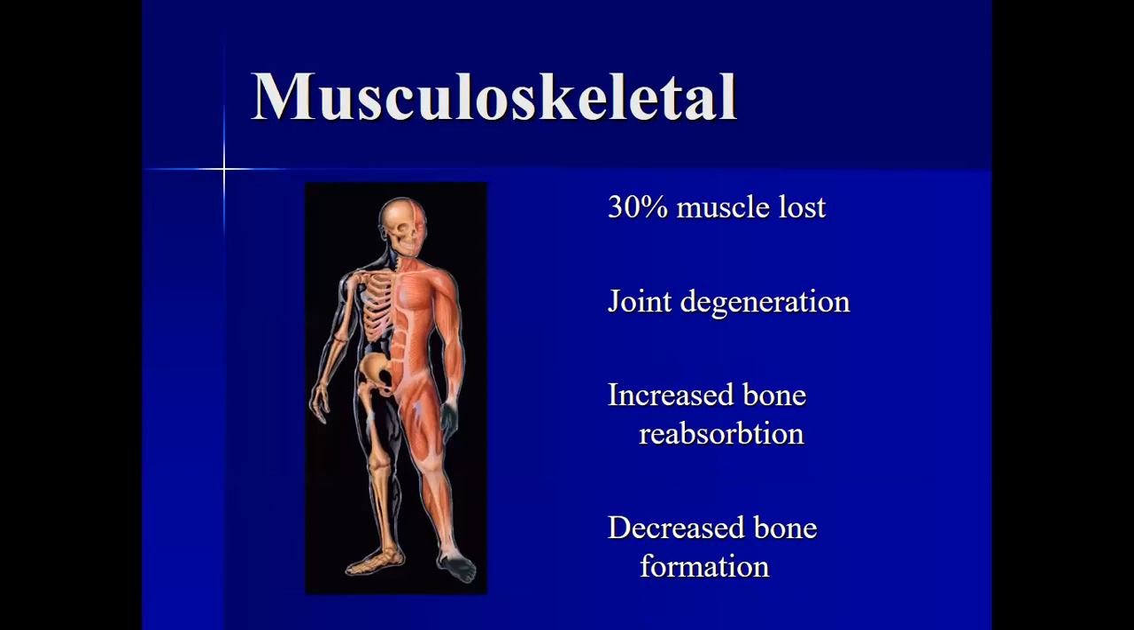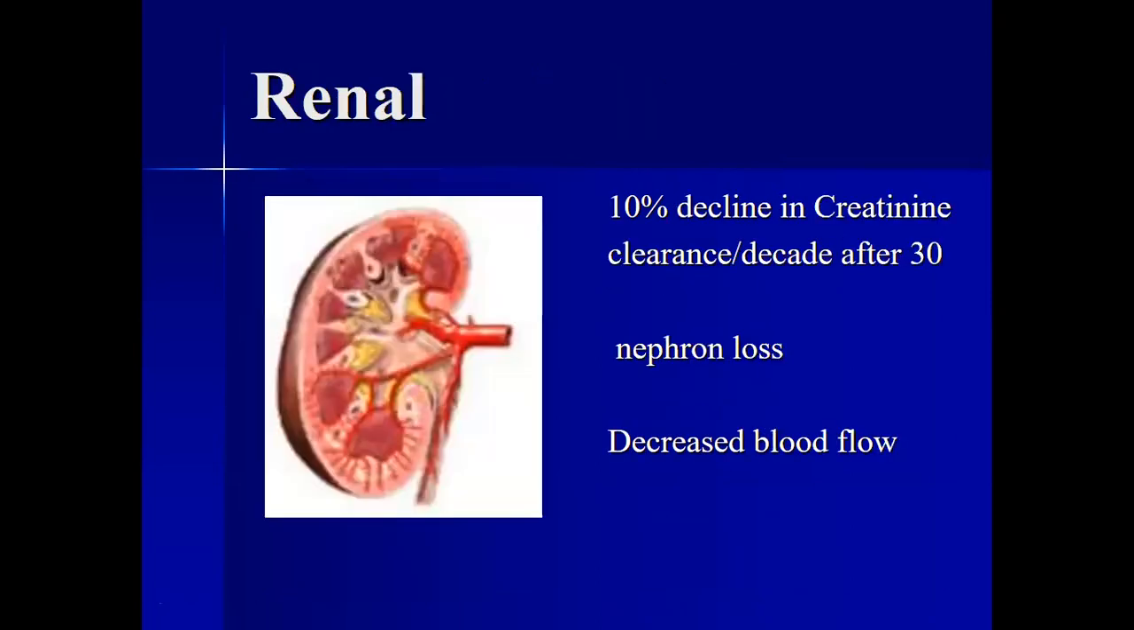Musculoskeletal: 30% muscle loss, joint degeneration, increased bone resorption, and decreased bone formation, which obviously leads to more osteoarthritis and osteoporosis. In renal, there is a 10% decline in the creatinine clearance, fewer nephrons, and decreased blood flow. So what do you think is the significance in the clinical context if there is a 10% decline in the creatinine clearance? Why do we need to know that?